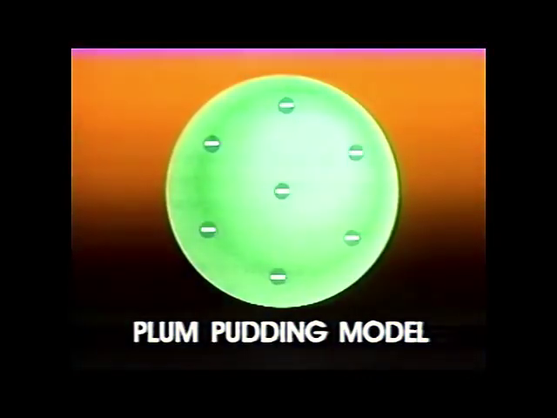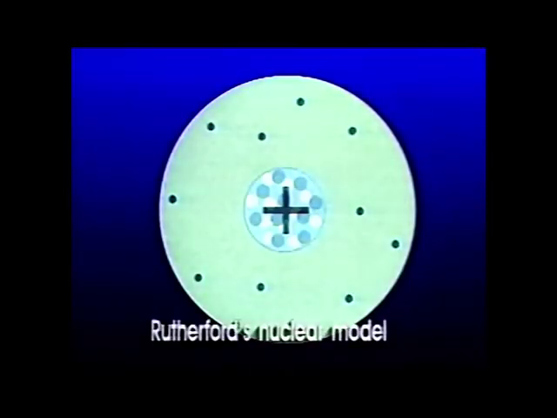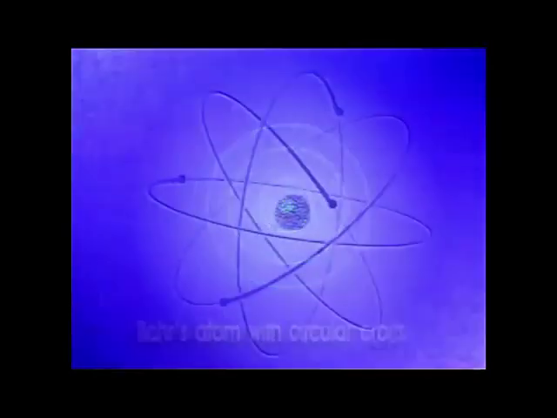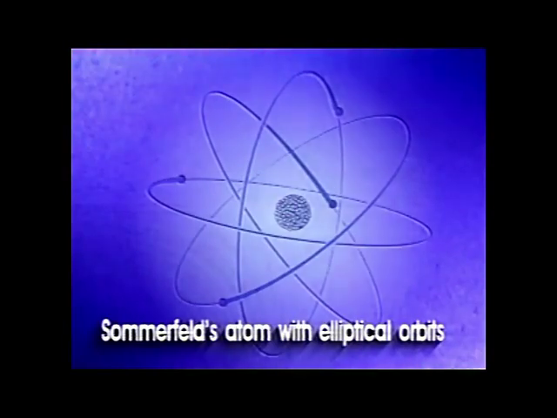In the past half hour, we've traced how man's understanding of the ultimate structure of matter has developed through the centuries. From the simple and structured atoms proposed by the Greeks, we've gone through a series of models in which the structure of the atom becomes more and more complex. Thomson's plum pudding model, Rutherford's nuclear model, Bohr's atom with circular orbits, Sommerfeld's atom with elliptical orbits, and Schrödinger's and Born's electron cloud model.